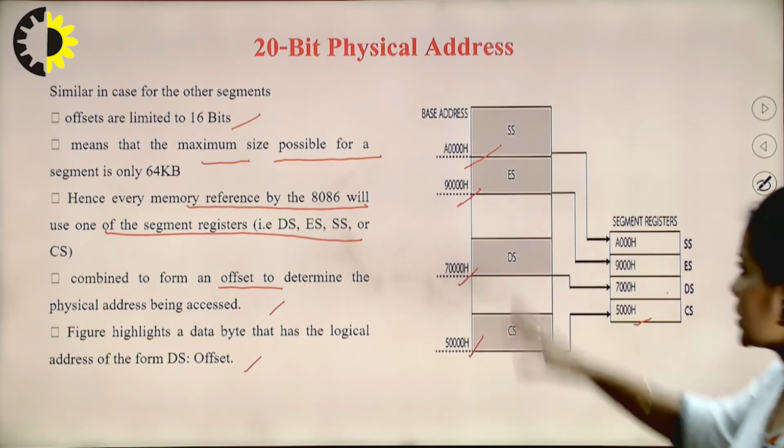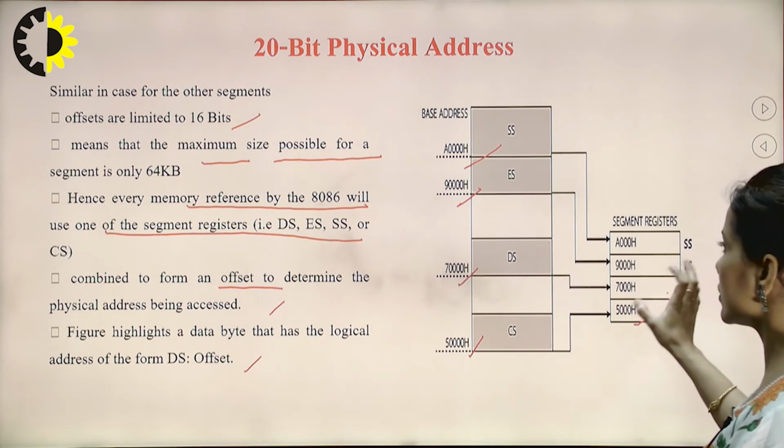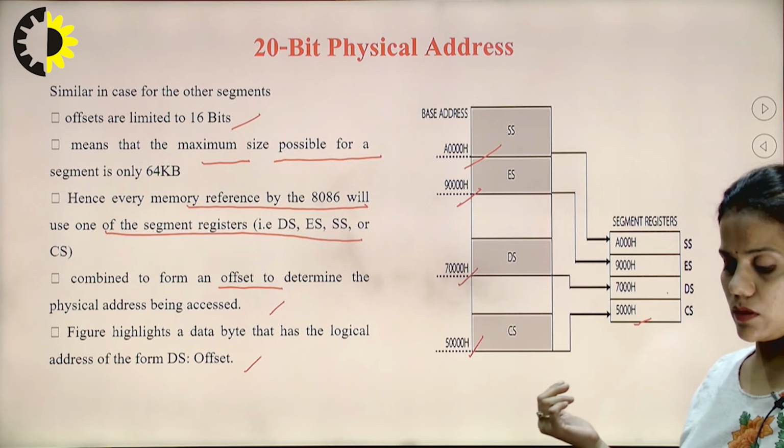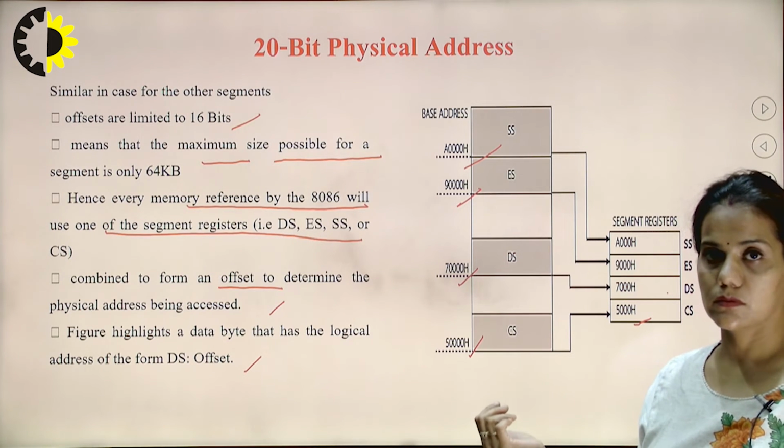So these are all the base addresses, these are all the segment registers which are holding the 16 bits, that is the upper 16 bits of the base addresses.